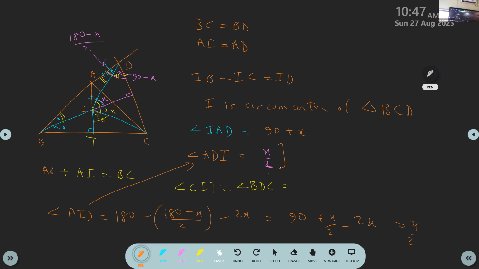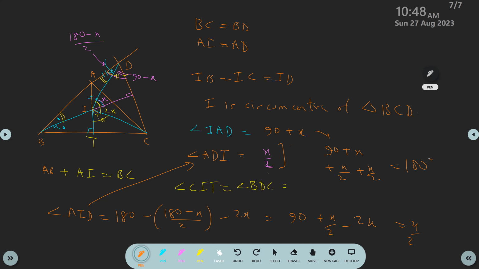Yes, Raghav? Yes, sir. I used a different method. Okay, continue. So you can see that quadrilateral AICD is cyclic. Why is that? Because angle BDC is equal to 90 minus B by 2 and angle AIC is 90 plus B by 2. Yes, correct. So you can calculate angle.